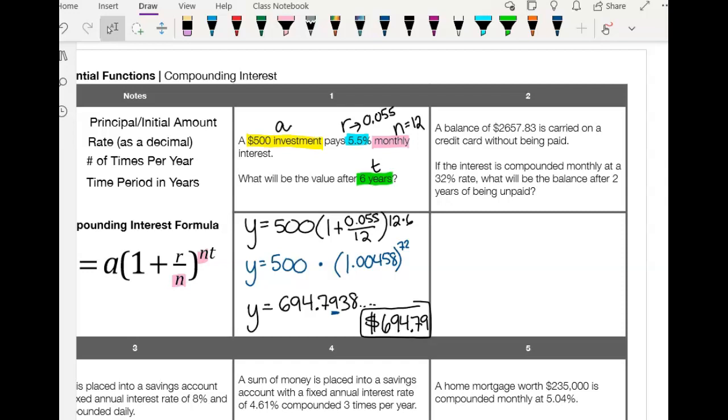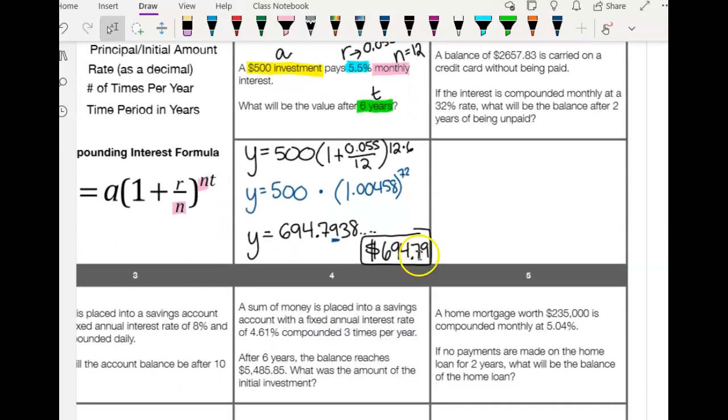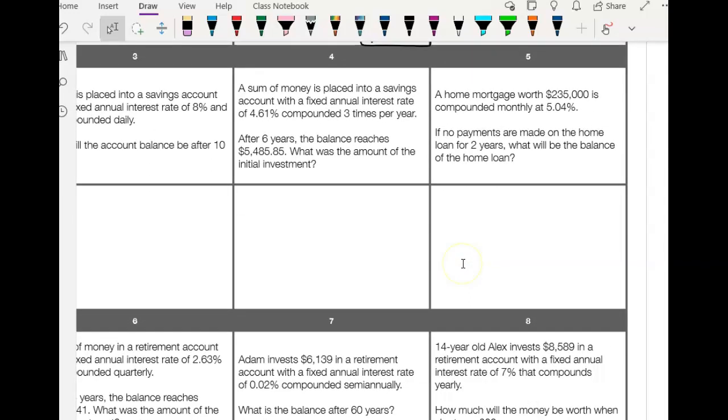Let's take a look at number 4, and we'll go right underneath there. I like this one because we're going to see how it differs from the first one that we just did. I'm going to write my formula off to the side so we can always see that.